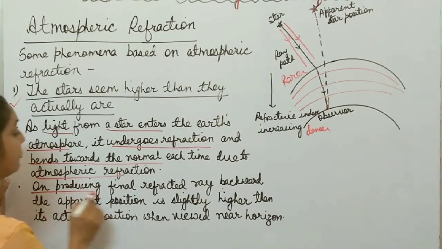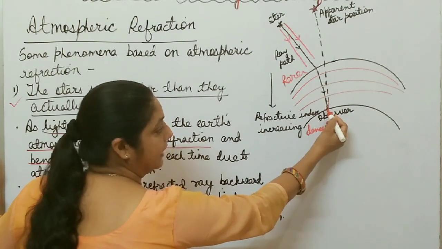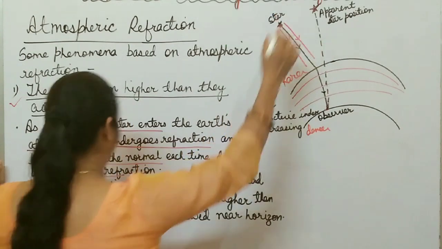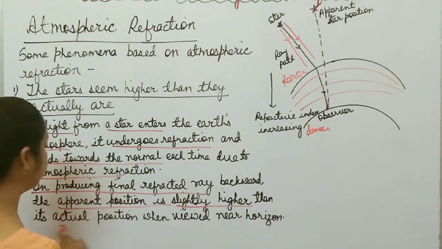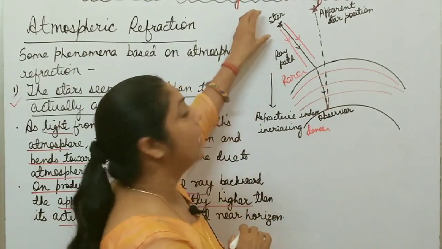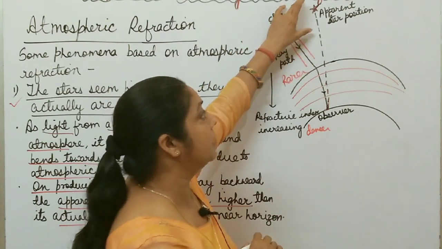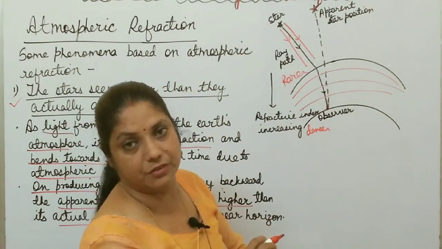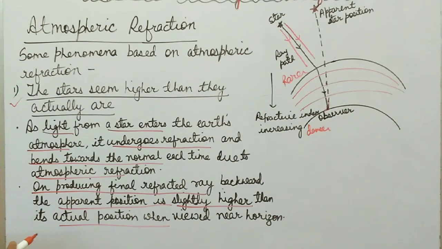Then on producing the final refracted ray, when the observer is near the horizon, when the final refracted ray is produced in the backward direction, the apparent position is always slightly higher than its actual position. Right now you are not able to observe the actual position of the star; when you observe the apparent position of it, it is always higher than the actual position of the star, and these are all due to this atmospheric refraction.